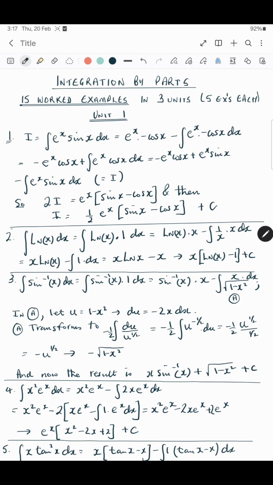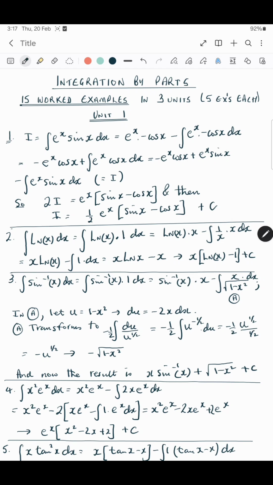The x's now cancel out. So on the next line, we'll have x log n of x minus the integral of 1 dx, which will simply be x log n of x minus x. And then simplifying that, there'll be x times log n of x minus 1, plus the obligatory constant c. Moving on to question 3, we do that in a similar kind of way.